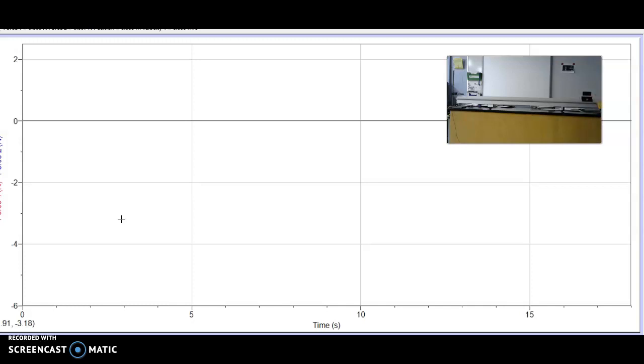So I'm going to start first my Logger Pro collecting. And it is starting to collect. This is going to interact with that. And we got a graph made where there's a sharp dip in the graph in the red line.